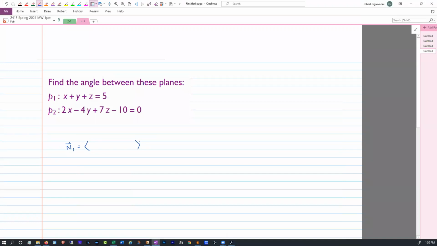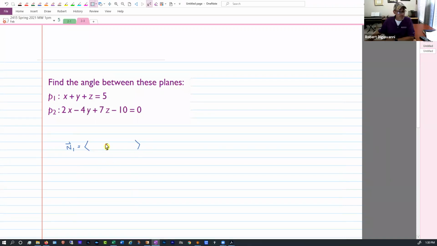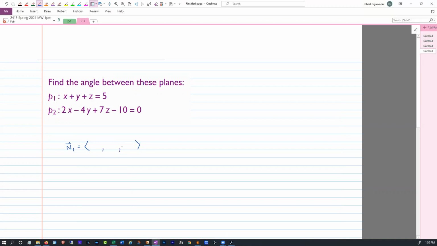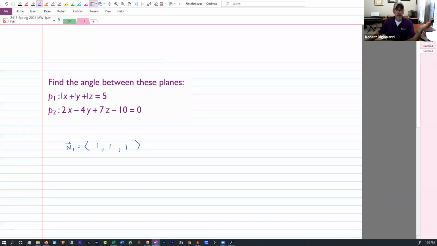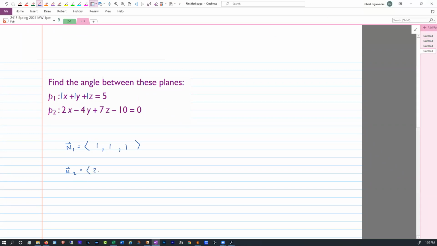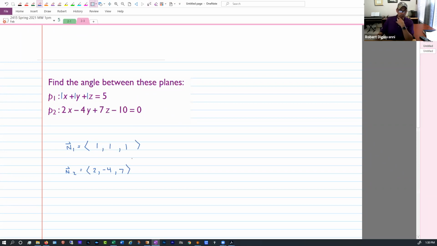As far as the coordinates of that, the components of this vector, what are they? Just 1, 1, and 1. 1, 1, 1, right? And Lorraine's just popping the numbers off here. That's it. Okay, and then the normal vector of the second plane is going to be... Lorraine, go ahead. You understand it, obviously. 2, -4, and 7. Okay. And that's it. Here's what we got.